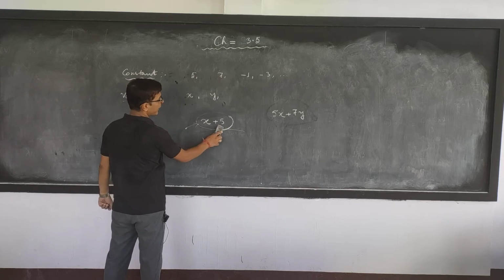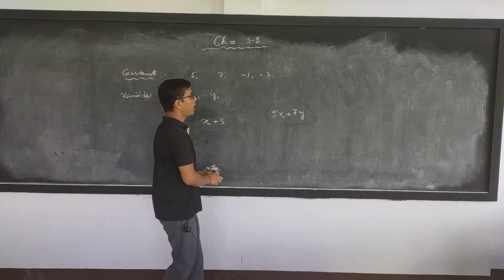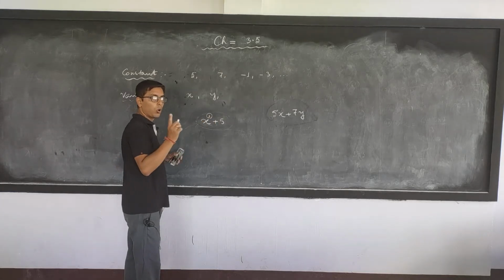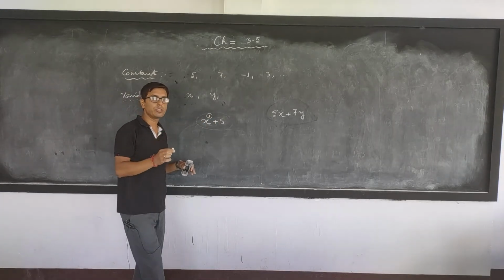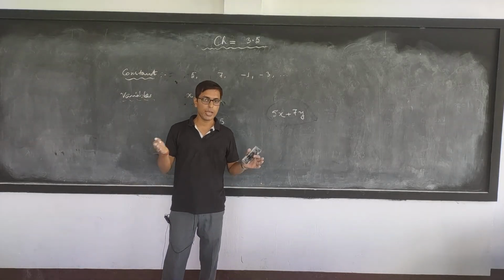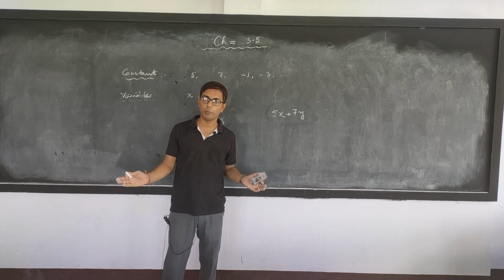Suppose this is an expression I have said. Whether this is a polynomial or not, for which you have to see the power on the variable. What is the power on the variable here? Nothing is given. Nothing means always there will be 1. If the power on the variable is a whole number, that means it may be 0, 1, 2, 3, 4, 5, 6, 7, 8, whatever it may be, then it is a polynomial.